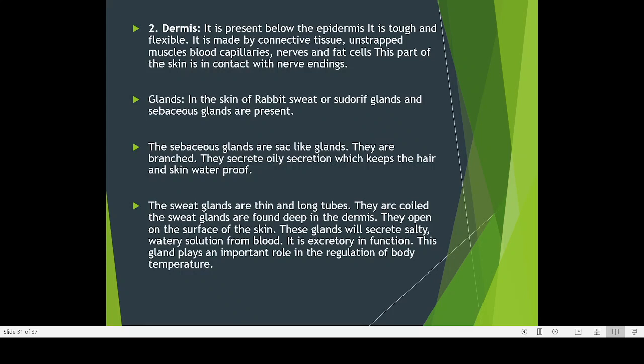We have seen the different layers of the epidermis. It is a 4-layered structure, and below the epidermis we find a middle layer, a second or deeper layer known as the dermis. It is present below the epidermis.